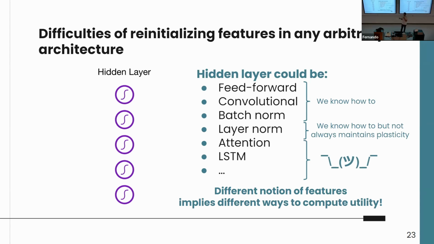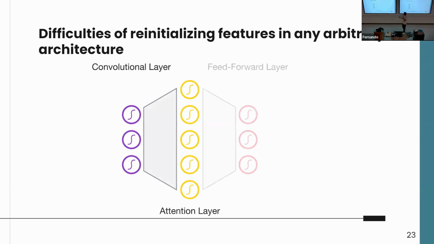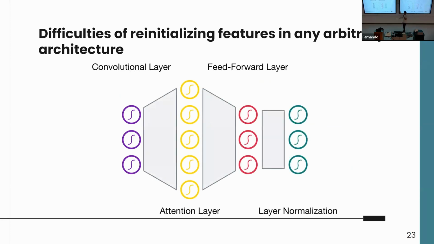And the problem gets even more complicated in big architectures because we have a combination of all of these layers. For example, we could have a convolutional layer connected to an attention layer, then a feed-forward layer, and then a layer normalization layer. And for each of these different ones, we will have to figure out how to compute the utility for each of their features.